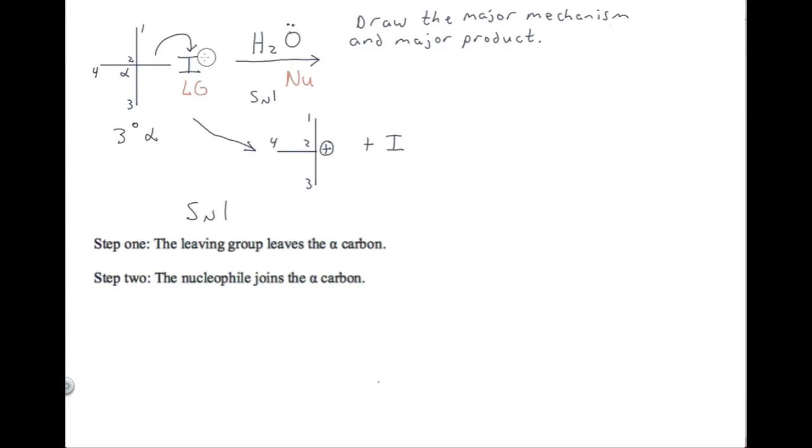And the iodide gains electrons at the end of the arrow. The most common student mistake here is to forget this positive charge. Now, are we done?